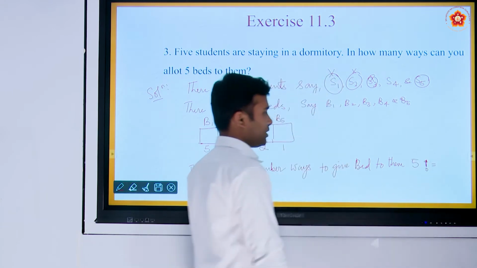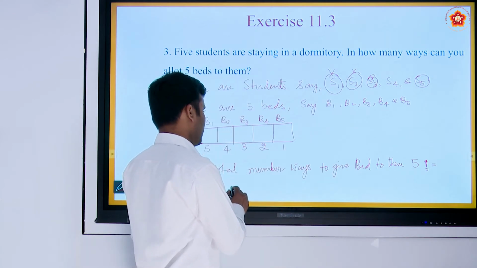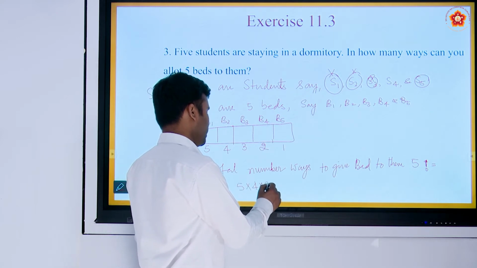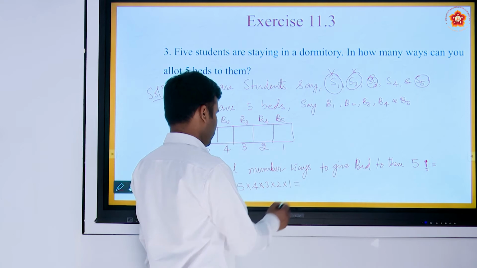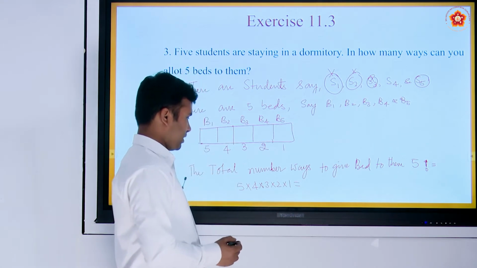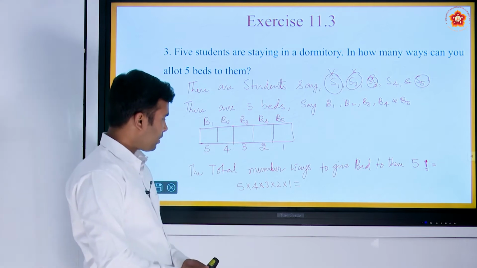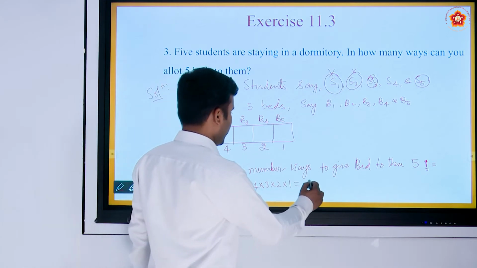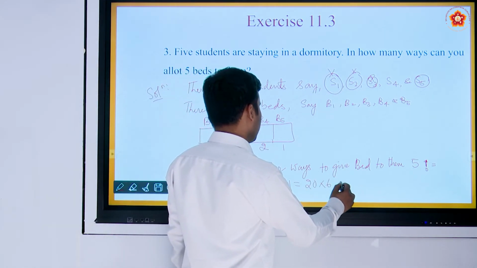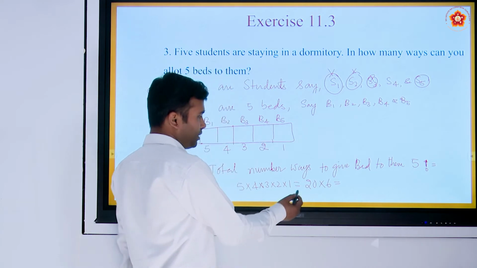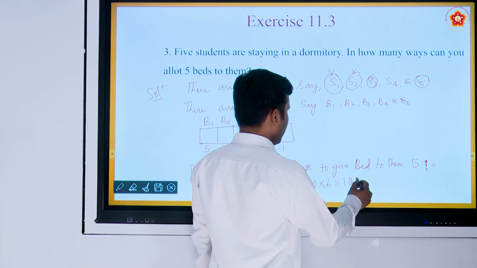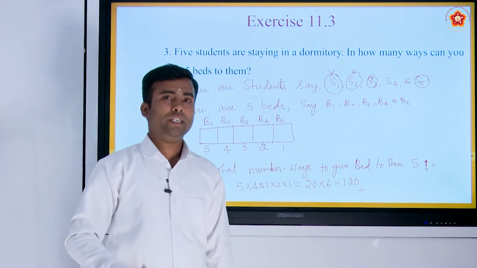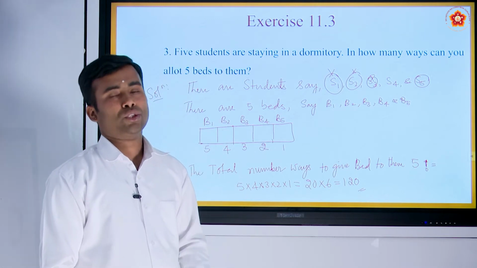So 5 factorial is 5 into 4 into 3 into 2 into 1. 3 2s are 6, and 5 4s are 20. 20 into 6, so 2 6s are 120. So there will be 120 ways you can arrange the beds for the students.